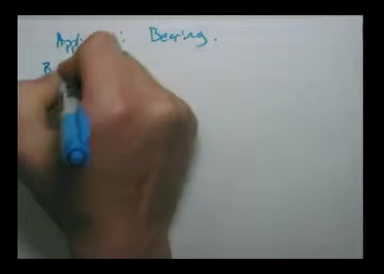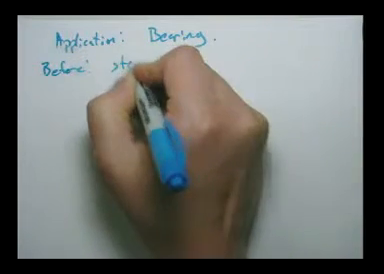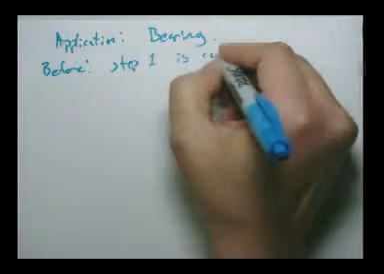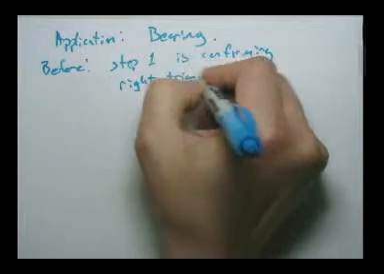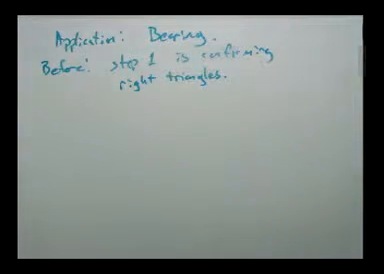So before, step 1 is confirming right triangles. Quick note about confirming right triangles. You recall there were some bearing problems on the first exam. Nobody but two people took the steps to confirm that they formed a right triangle. I let it go. So everybody, if you got the right answer on those problems, you still got full credit. If you used the right trigonometric identities and functions, you still got full credit.